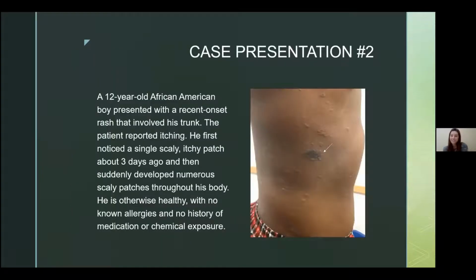So this is the second presentation. Can someone read this one out? Okay, I'll read it. A 12-year-old African-American boy. I can do it.